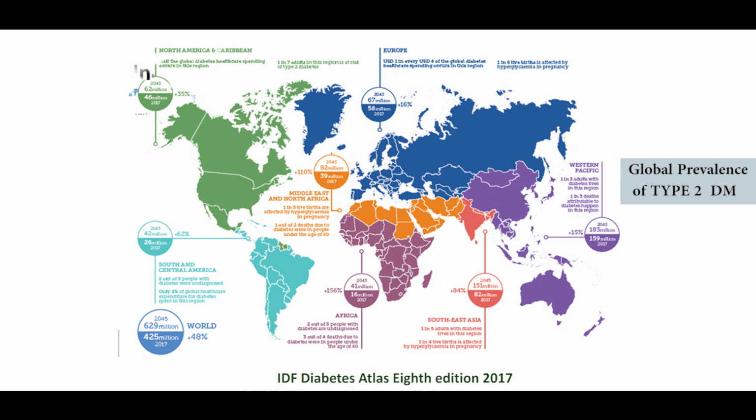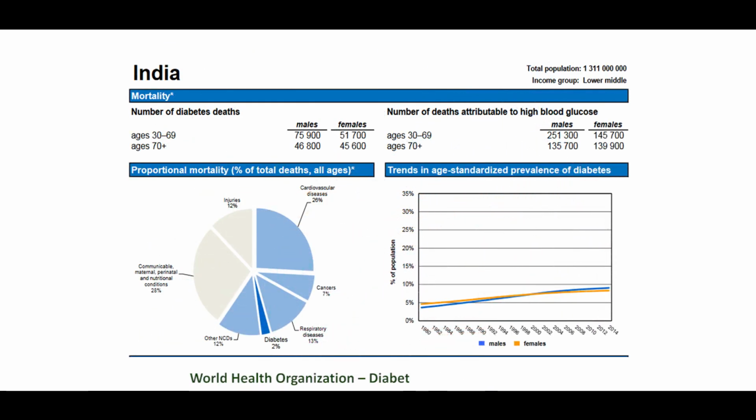Now, next slide. There are some more important issues about the incidence. These are statistical incidences from authentic sources. The next slide is about the World Health Organization diabetic survey data, where the mortality figures of diabetes in India are presented, the proportionate mortality of the total deaths. Diabetes-induced mortality is quite significant.